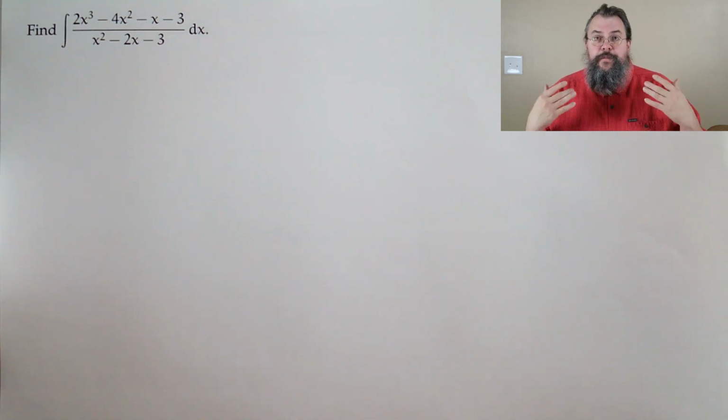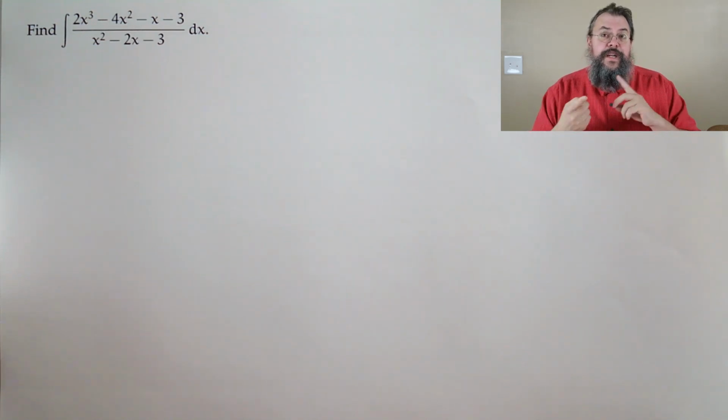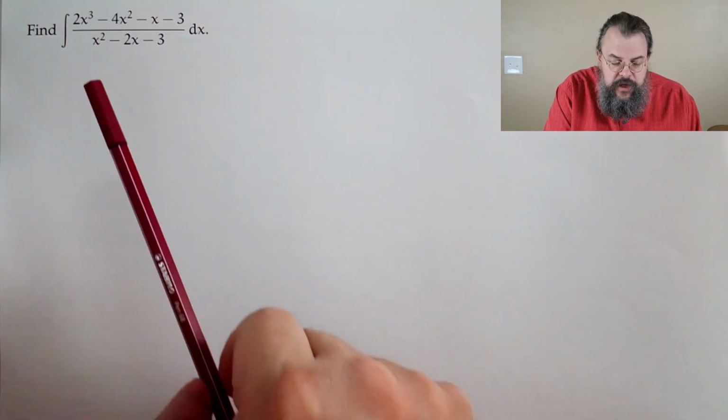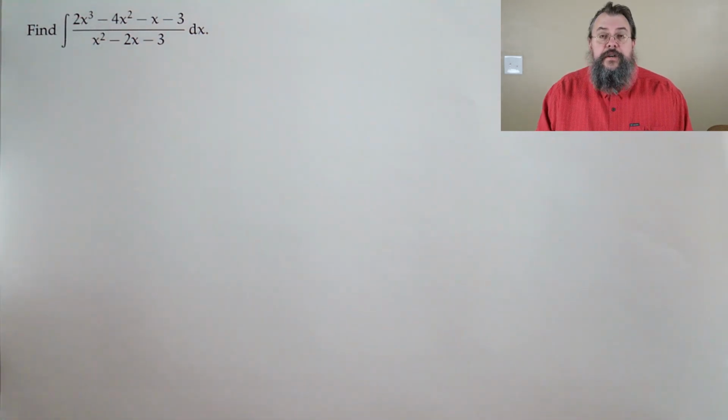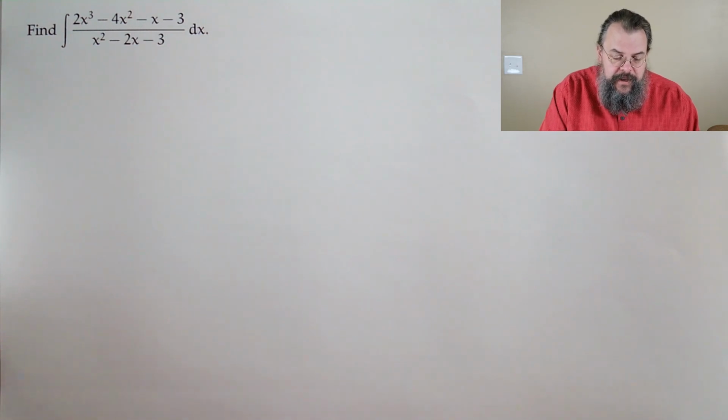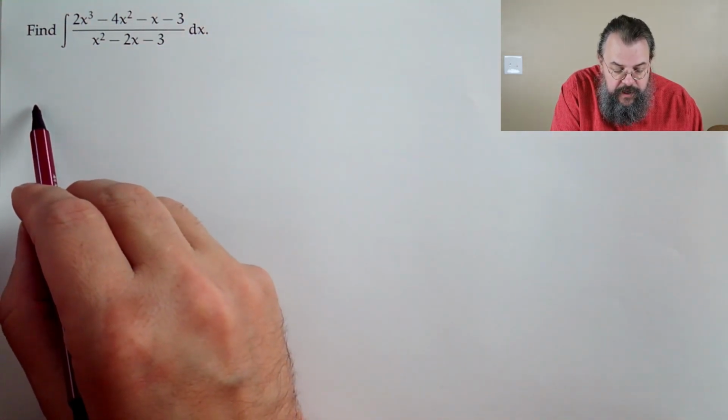Well, we go through our process for partial fractions. It says, do we need to do long division? So we check: it's degree 3 upstairs, degree 2 downstairs, which means, yeah, we need to do some long division. So we know where we're starting here. All right, so first step, long division.